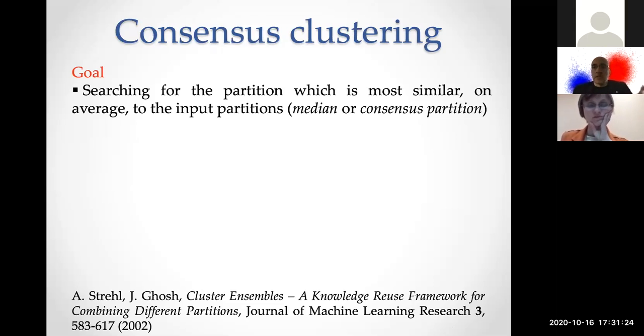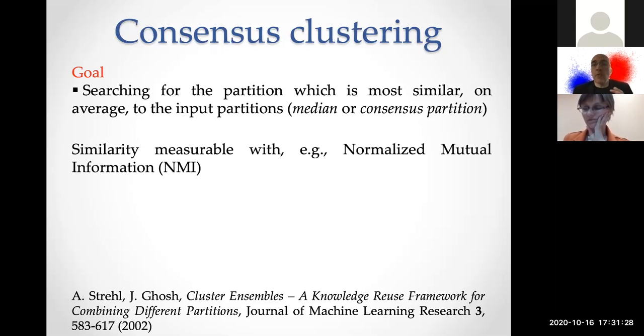So you have a bunch of partitions, so divisions of your network into groups, and you find this median partition. Once you define what similarity means, how to compute the similarity between two partitions, which you can do with standard measures like normalized mutual information, variation of information, and others, this is a very well-defined problem because you have a measure and you explore the space of partitions and you find the one which has the largest average similarity with each of the input partitions.